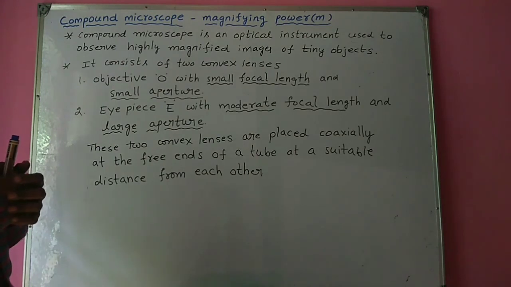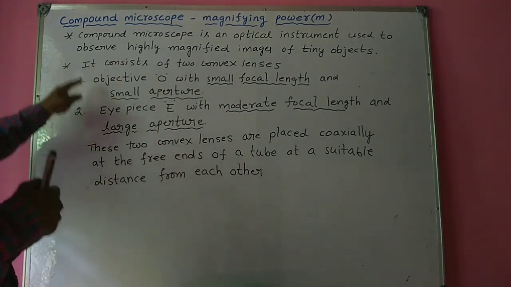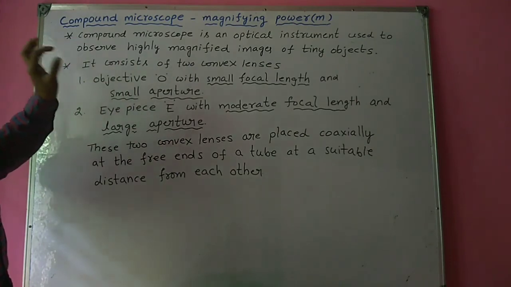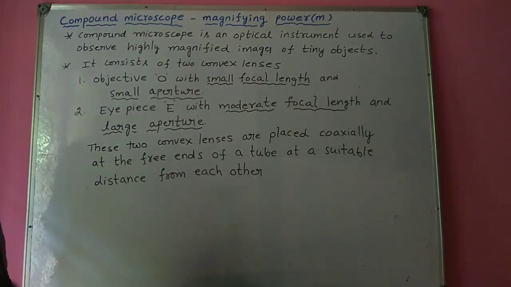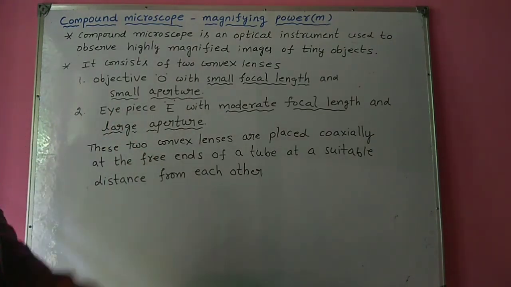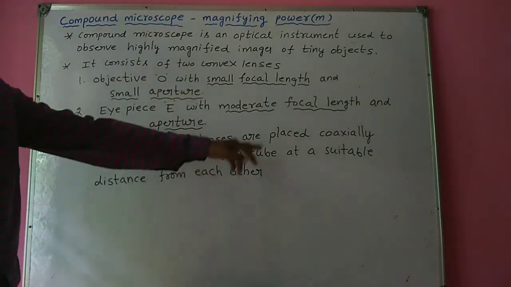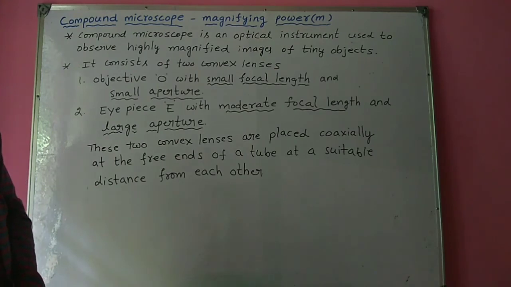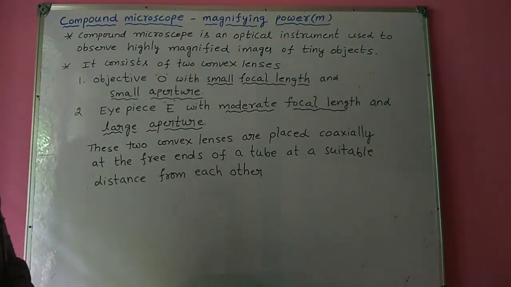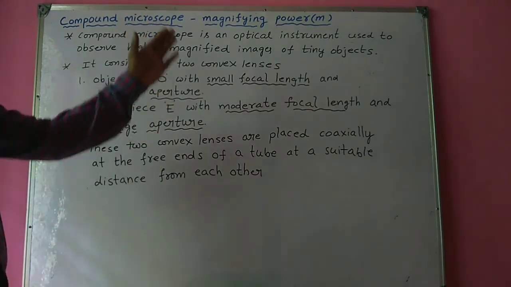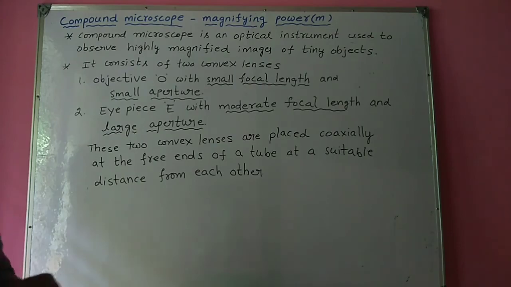Now these two lenses, the objective and the eyepiece, are both held coaxially, along the same axis, at the free ends of a tube at a suitable distance from each other. So now let us draw the ray diagram for the image formation of this compound microscope, and let us determine the expression for the magnifying power of this compound microscope.